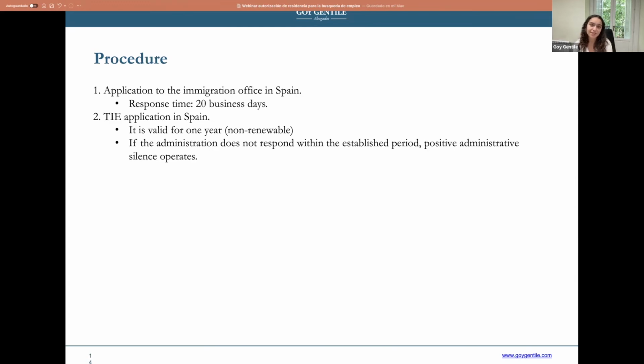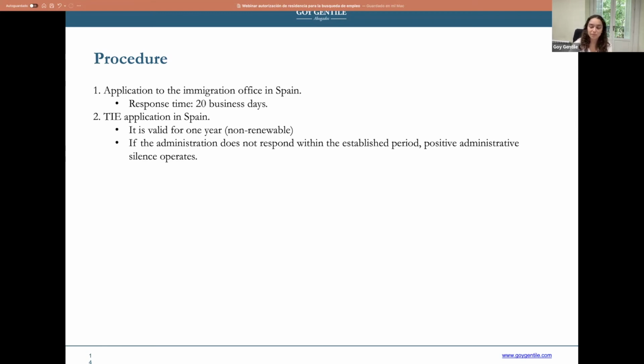As for the procedure, it's a very easy and fast procedure. It is done all telematically, and we will submit the documents on behalf of the person who is interested in applying for this permit. And the administration has a period of time of 20 working days to resolve, after which, if they do not answer, it is understood that the permit has been granted anyways. So the only thing left to do is to go and do the fingerprinting appointments, and 1 month later to collect the residence card.